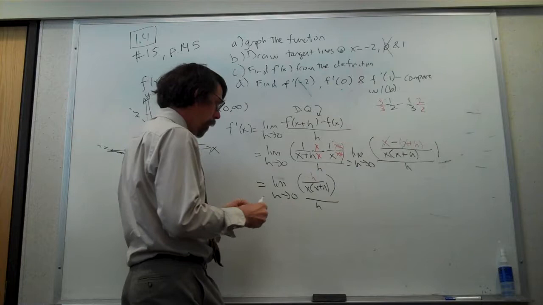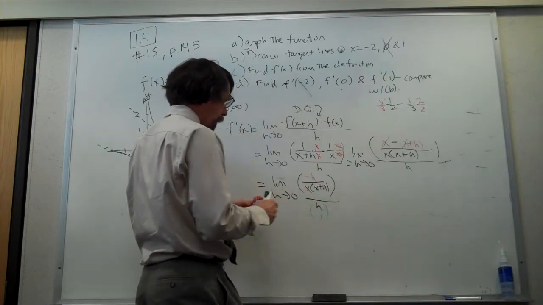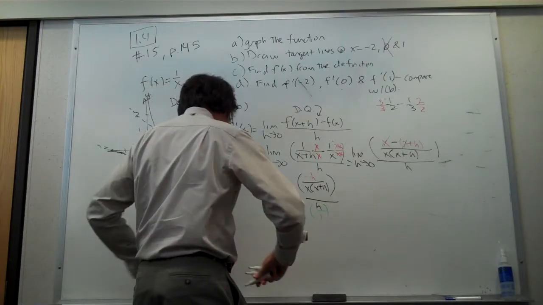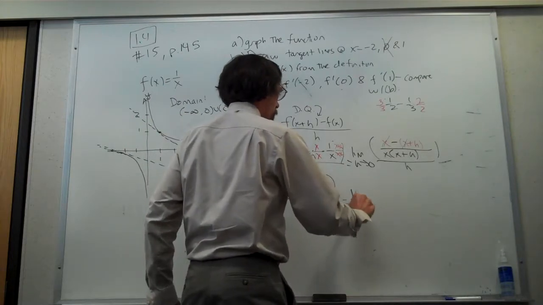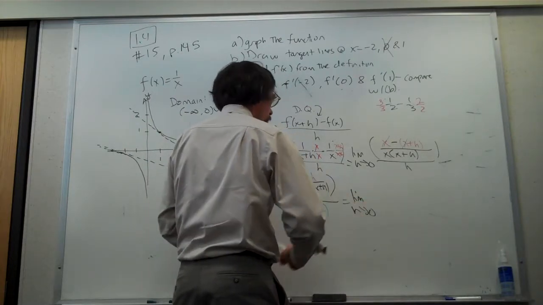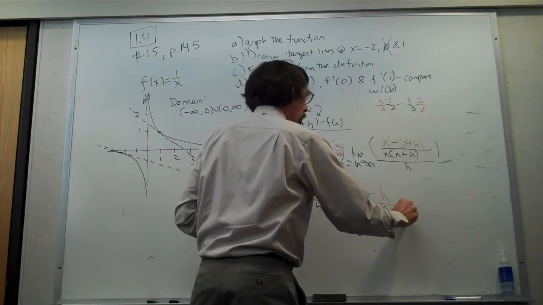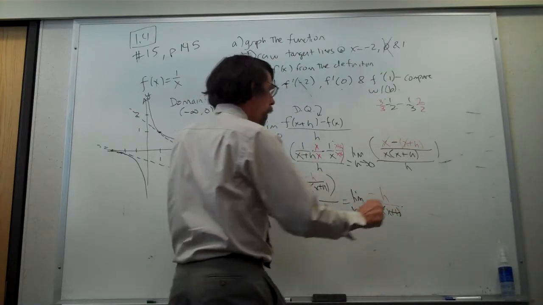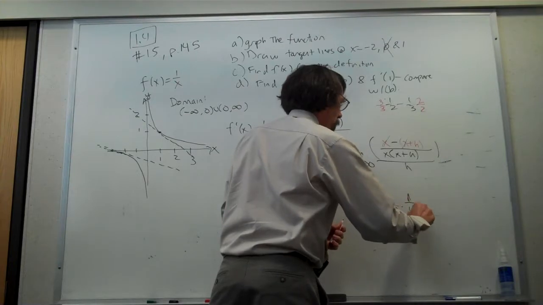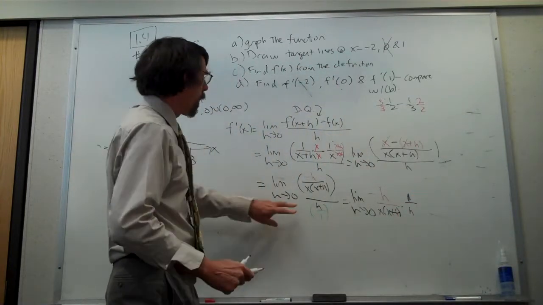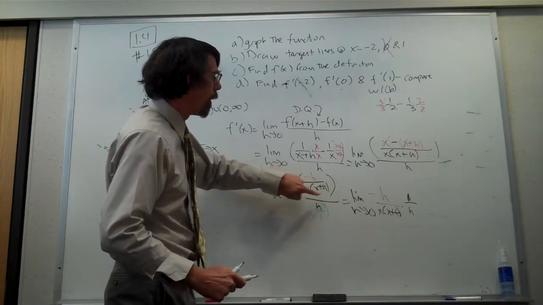Now maybe it'll help for me to write this h as h over 1. How do you take a fraction over a fraction? Multiply by the reciprocal. Yeah. So why don't we do that? So we have the limit as h goes to 0 of negative h over x times x plus h, times 1 over h. Basically this h down here ends up pulling into the denominator.